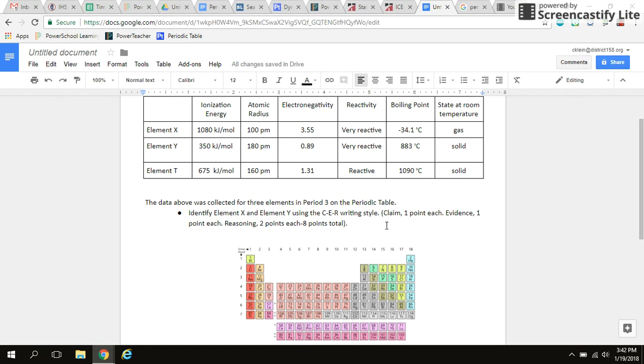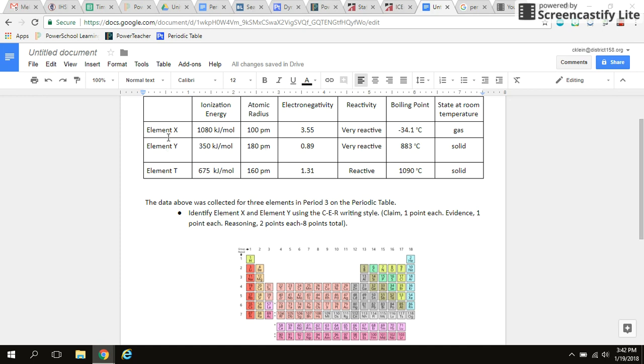We're going to do it in a CER style. So we're going to write a claim, give some evidence, and then support our claim with some reasoning. When I look at this data table, I see a lot of numbers and I see some information that could be useful for me and can be not useful. And I'm going to walk you through that to determine what is useful for you.